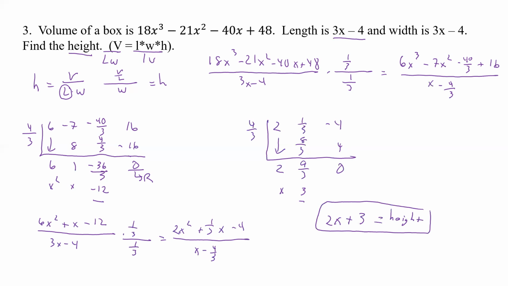Okay. So we had to divide out this 3x minus 4 once, and then we had to do it again down here twice. Both times we had to do that 1/3 over 1/3 to get rid of the 3 out in front on the x. And then when we get done, we get that 2x plus 3.